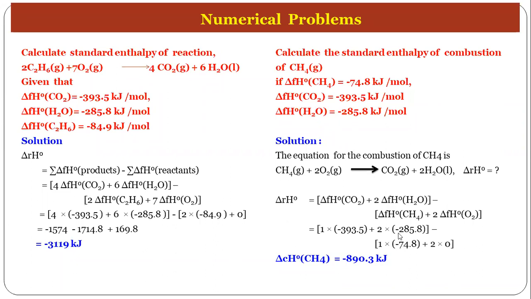This is already given. So put this value in this equation, minus CH4. Its value is also given, minus 74.8. It is one molecule, so 1 is written here, and plus 2 into 0, because standard enthalpy of formation of oxygen is 0. Then by doing the calculations, we get the standard enthalpy of combustion of this methane molecule as minus 890.3 kilojoule.